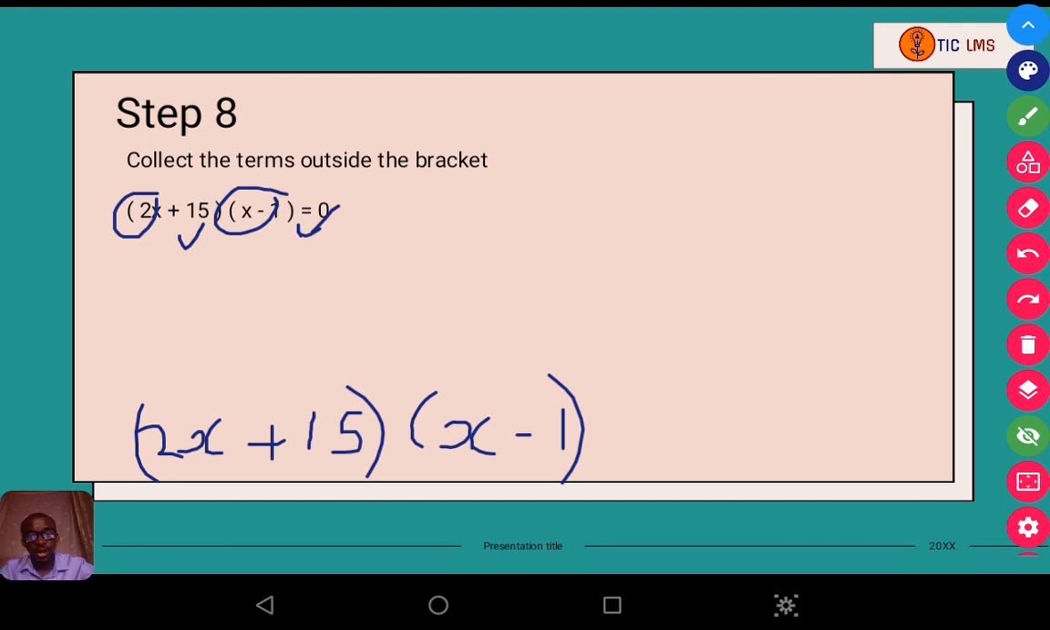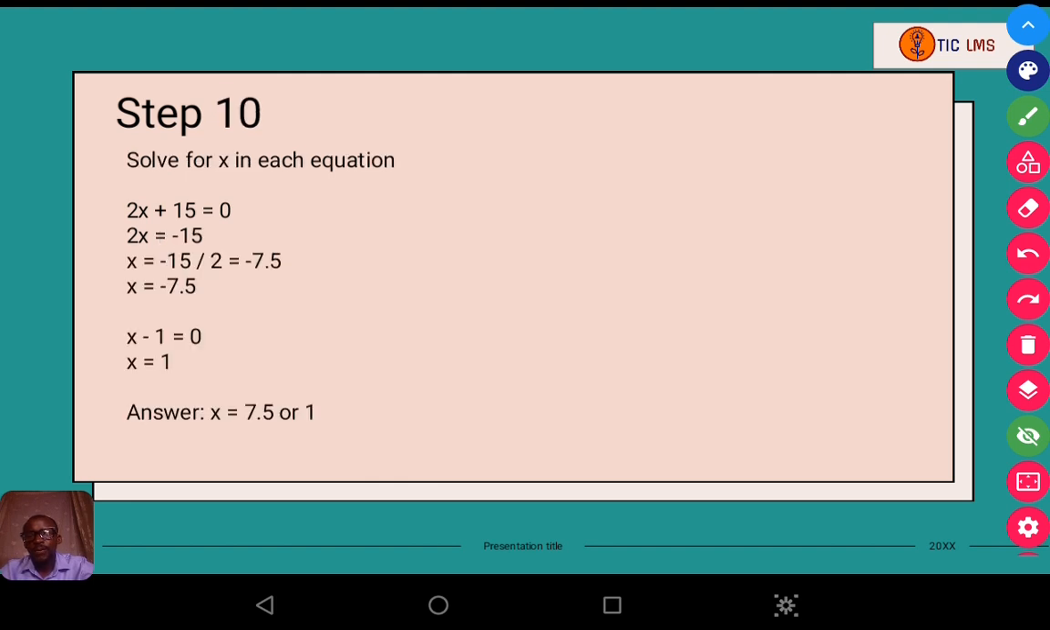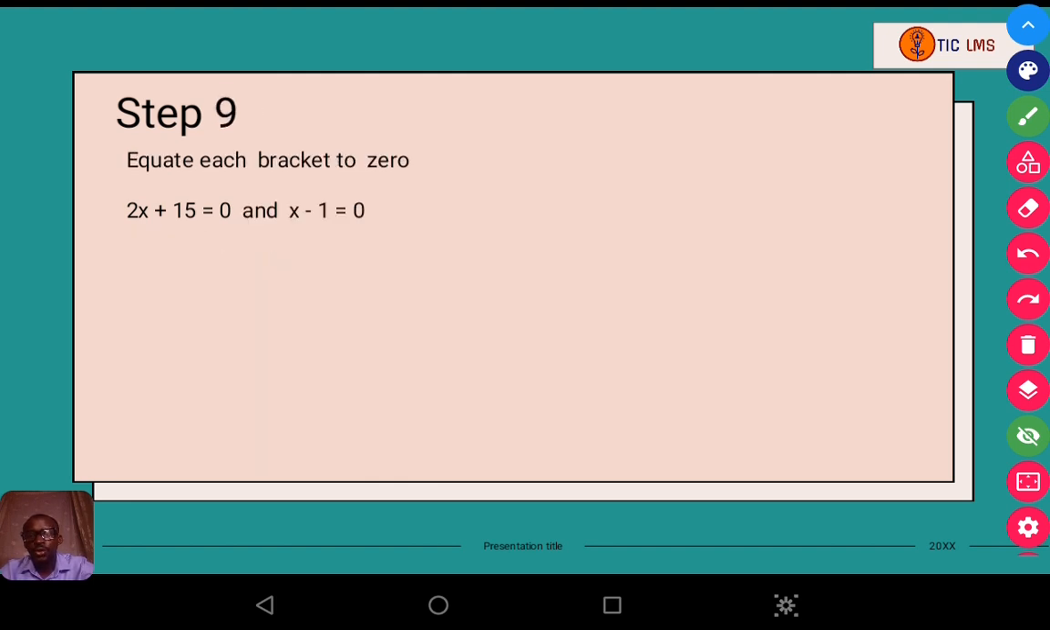Don't forget that all of this is they are still equal to 0. So what to do next is equate each bracket to 0. So the bracket here is 2x plus 15. You equate it to 0. And then the other bracket is x minus 1. You equate it to 0. Okay. Now, the next thing is we are going to find the value of x in the two equations.